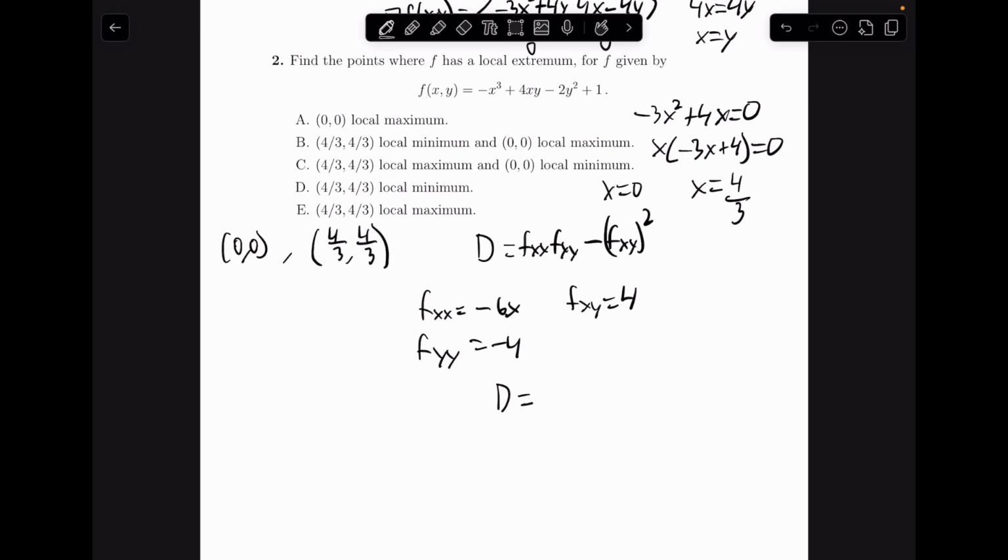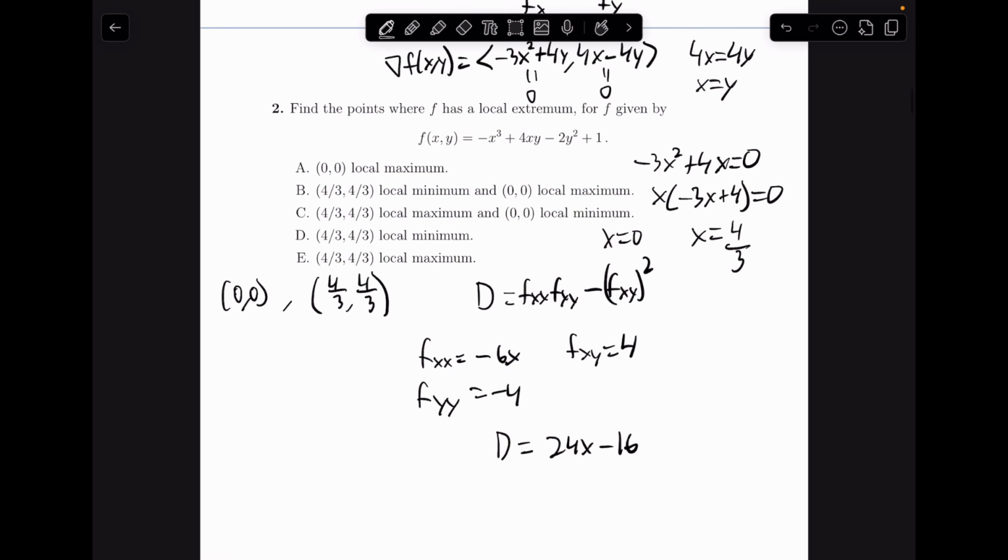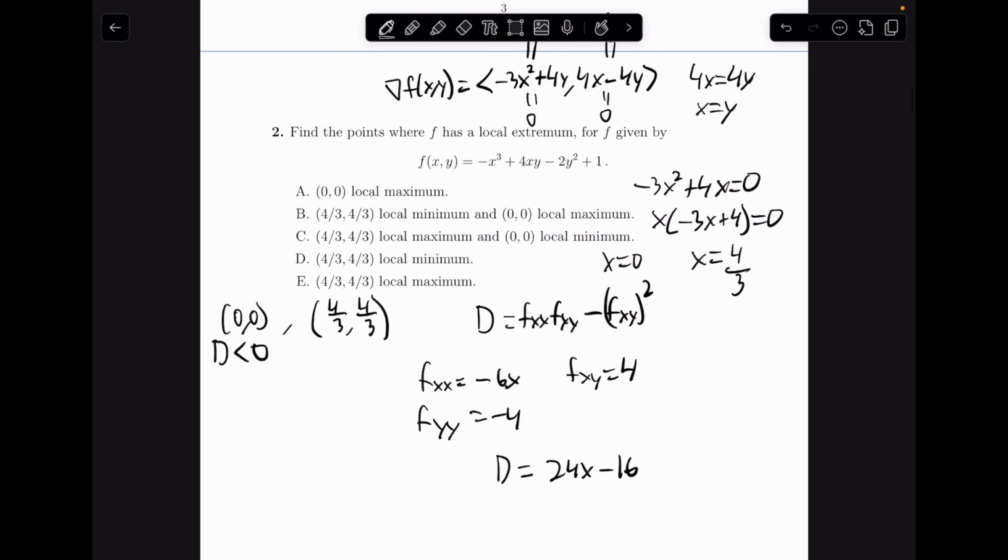So D is going to be equal to 24x minus 16. So if we plug in our 0, 0 into this, D is going to be less than 0. So that means we have a saddle point. So 0, 0 can't be a min or a max.